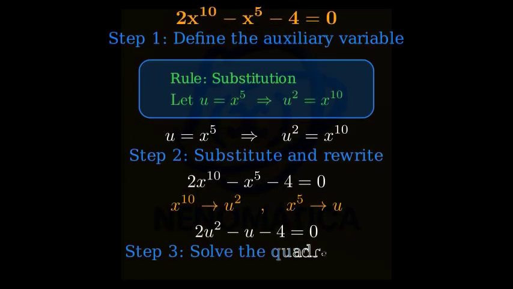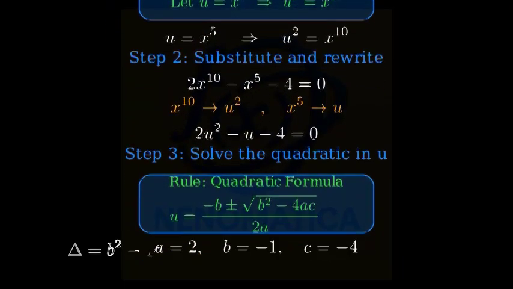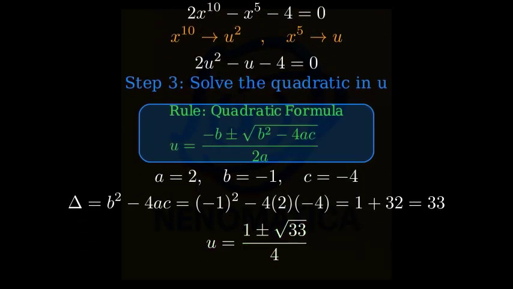Step 3. Solve the quadratic for u. We use the quadratic formula, u equals negative b plus or minus the square root of b squared minus 4ac, all over 2a. Here a equals 2, b equals negative 1, c equals negative 4. The discriminant is 1 minus 4 times 2 times negative 4, which is 33. Therefore, u equals 1 plus or minus square root of 33, all over 4.